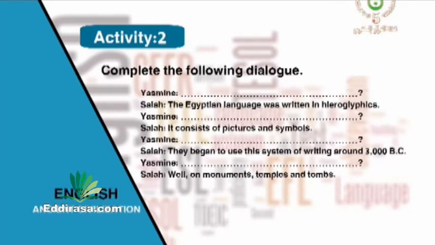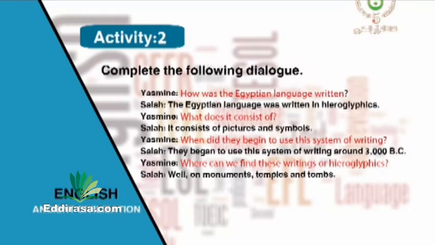The Egyptian language was written in hieroglyphics. Which question can we ask? How was the Egyptian language written? Good. Let's move to the second one. It consists of pictures and symbols. What does it consist of? Good.